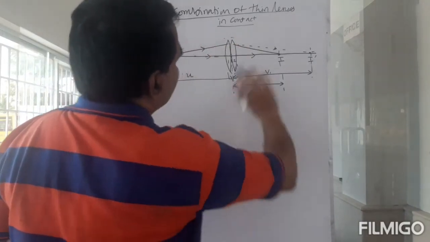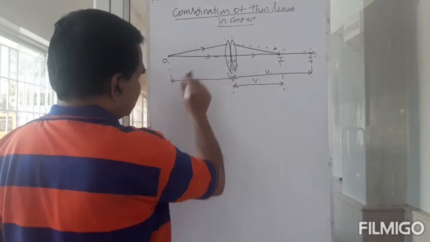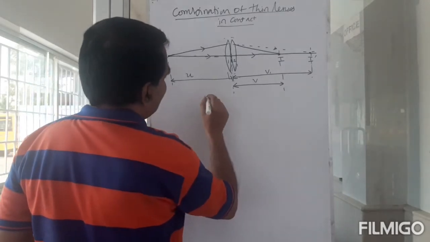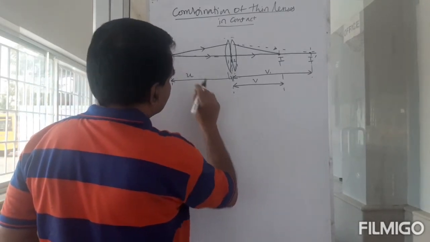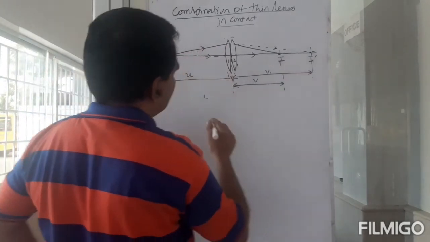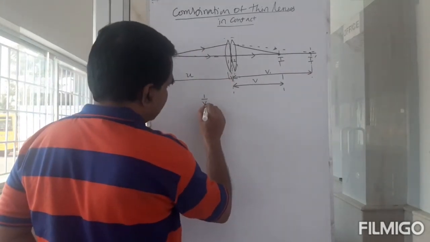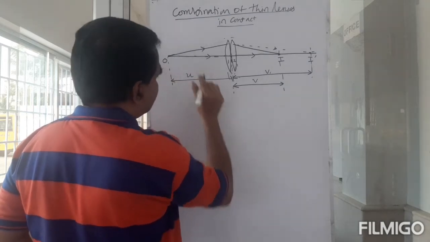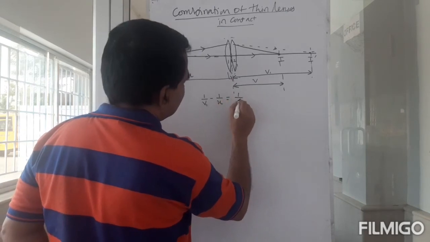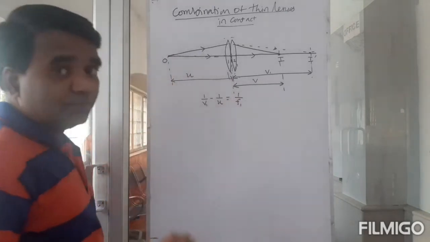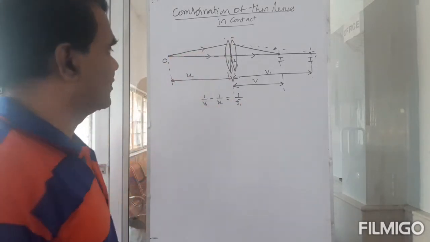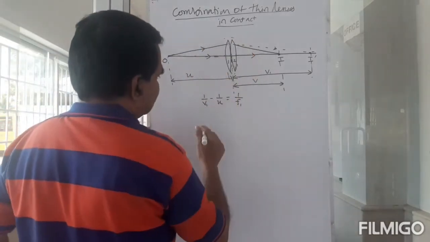Now, for the first lens, let me do the lens formula. So that is going to be 1 by, for the first lens, what is its V? Its V is V1 now. 1 by V1 minus 1 by U is equal to 1 by F1. F1 is the focal length of the first lens. So that's clear.